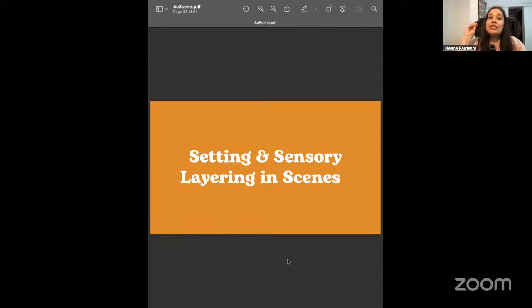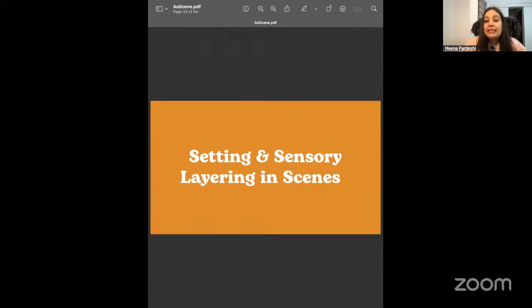Okay. Setting does three essential jobs. It grounds the reader in the physical world of the story. It sets the emotional tone or mood of the scene, and it shapes how the reader behaves, reacts, and feels in the moment. It does so much more. When used well, setting becomes an invisible layer of storytelling. It deepens tension, supports emotion, and makes your scenes immersive. When used poorly, it feels like unnecessary description or a list of furniture.